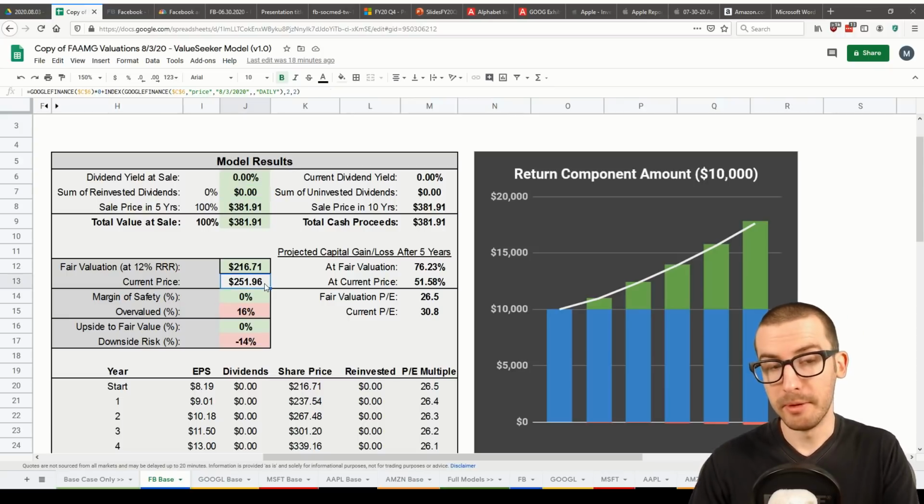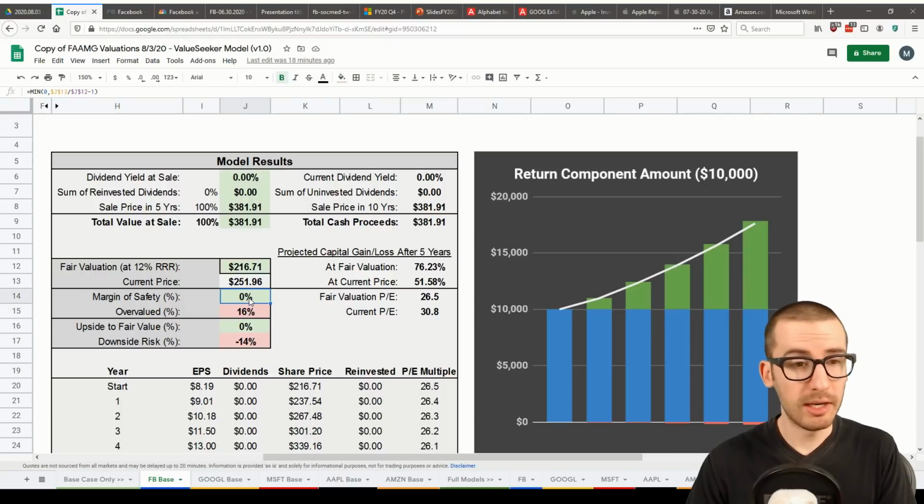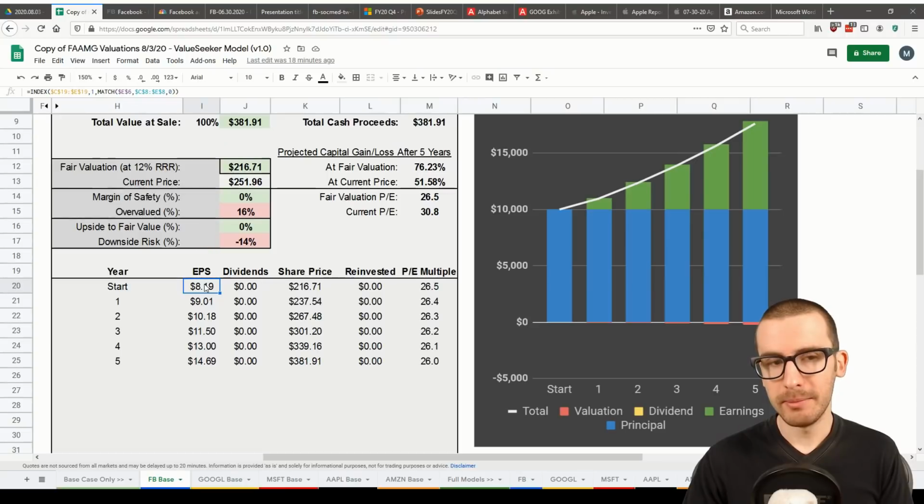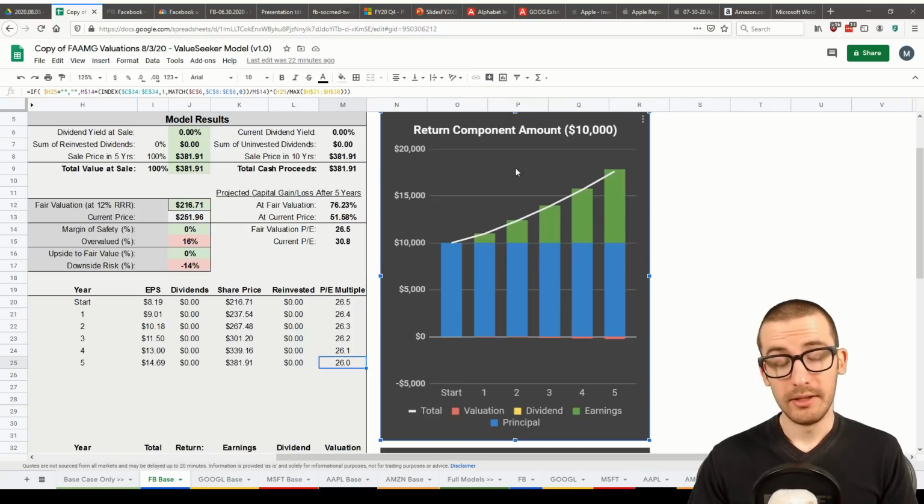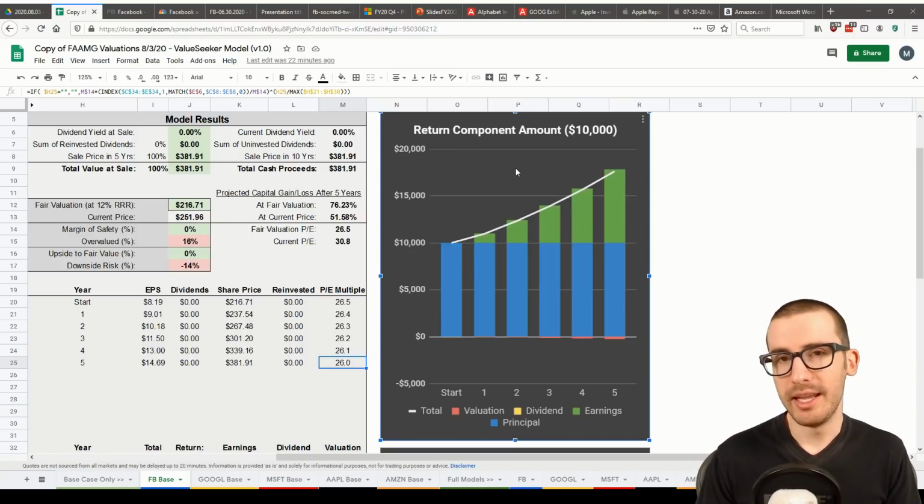The model can then compare this to the current price of the stock to determine if the stock is trading above that fair valuation or trading below, potentially giving you a margin of safety with your investment. Down below here, you can track the expected earnings per share as well as that expected share price and price to earnings multiple changing over time. So this graph is helpful for understanding how much of the return component is coming from different factors, namely earnings growth, valuation change, and dividends reinvested over time.